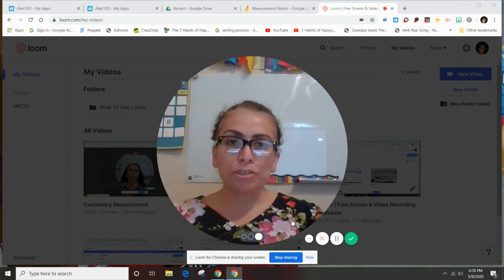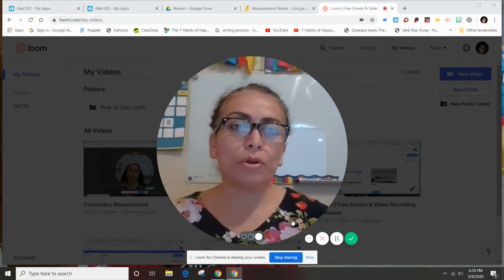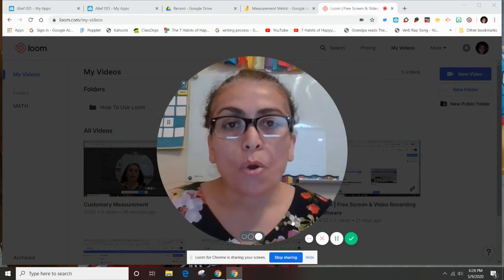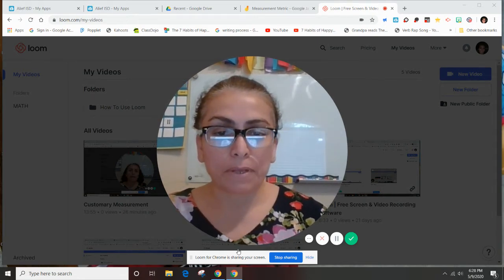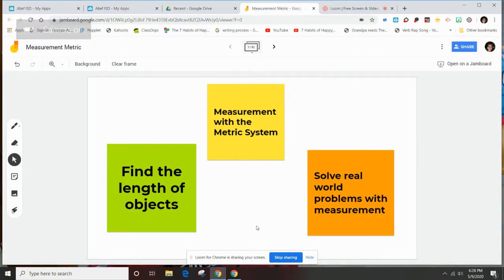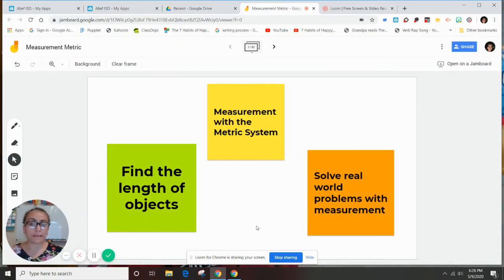To continue with our measurement unit, we're going to do our metric system of measurement. We're going to start with finding the length of objects. That's what we're going to do. And also, we're going to solve real-world problems with measurement, okay?